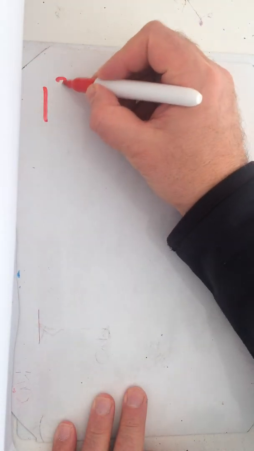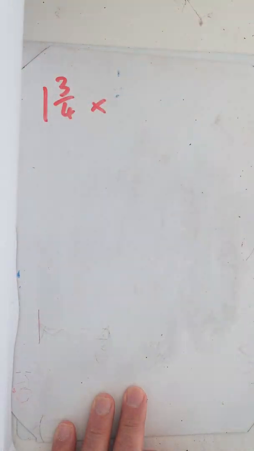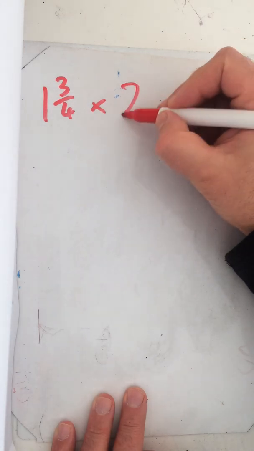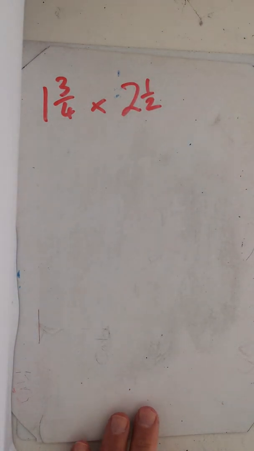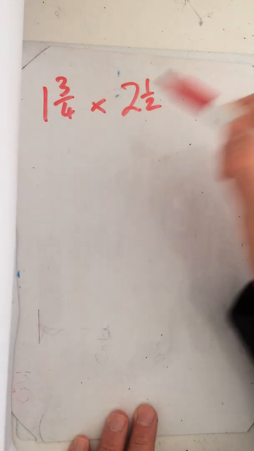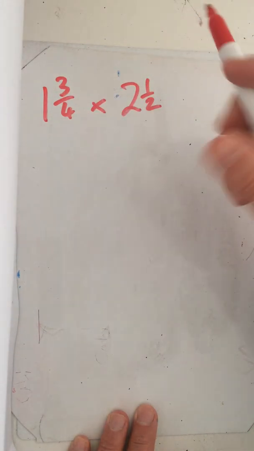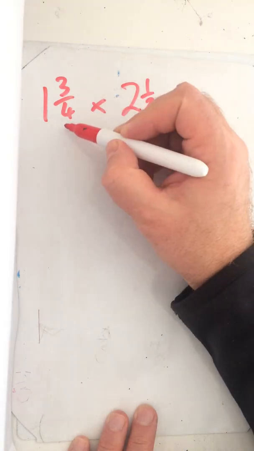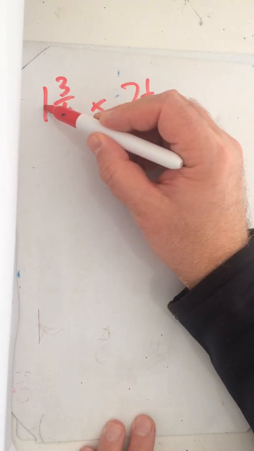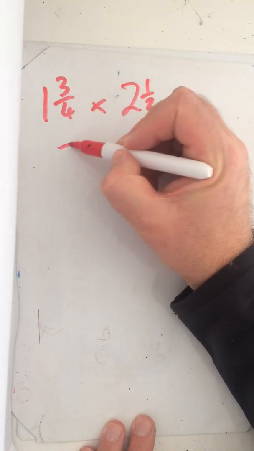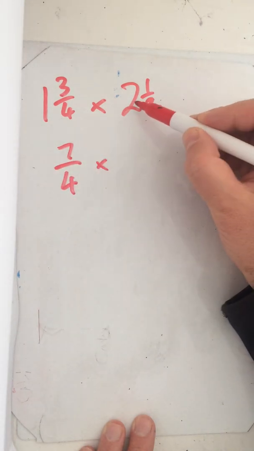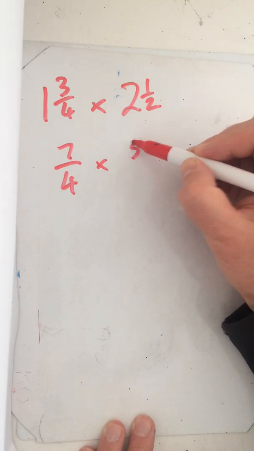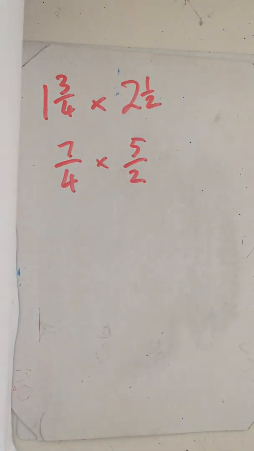mixed numbers, so you've got 1 3/4 times 2.5. Okay, so all I have to do is to turn them both into improper fractions. So I write the question, then underneath, or to the side, I prefer to work underneath. 1 times 4 is 4, add 3 is 7, so that becomes 7/4. That multiplies 2 times 2 is 4, and 1 is 5. 5/2. Okay.